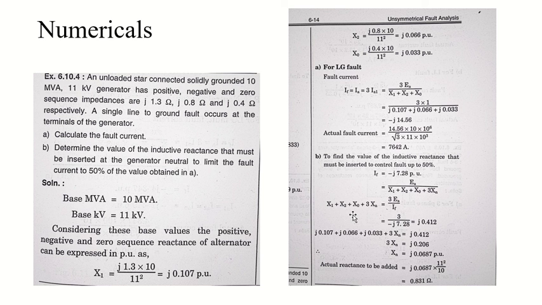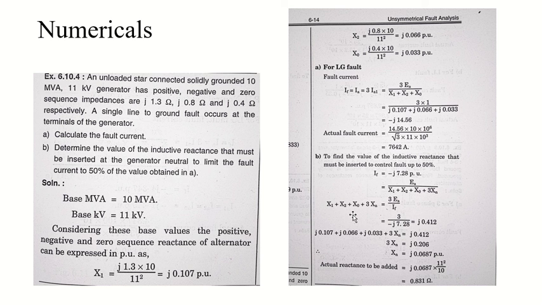You know the values of x1, x2, x0. You know the value of IF and EA as well. So you will simply substitute all those values in it, and you will make xn the subject. And when you do so, you will find the value of xn will be equal to j into 0.0687 per unit.